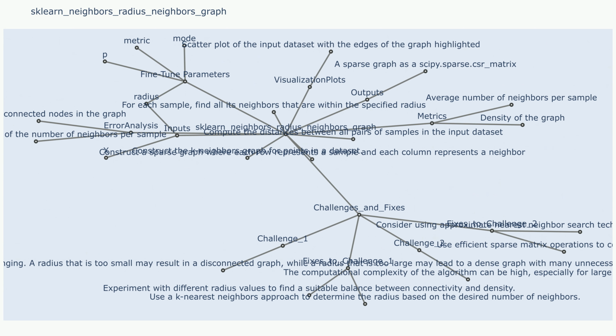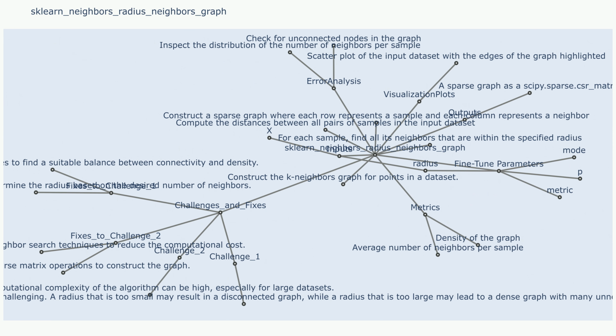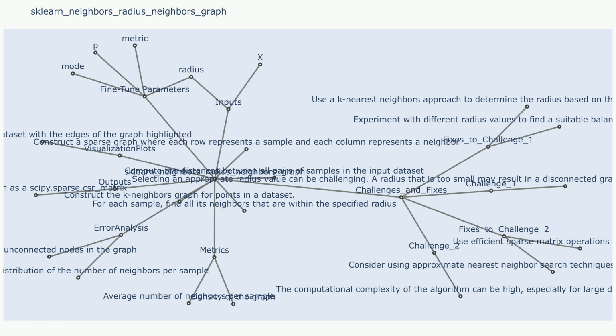Visualization plots. Graph visualization. The resulting graph can be visualized using plotting libraries like matplotlib or networkx. This visualization allows you to analyze the connectivity patterns and identify clusters or dense regions in the data. Scatter plot. A scatter plot of the data points with the graph edges overlaid can provide a visual understanding of the neighborhood relationships.